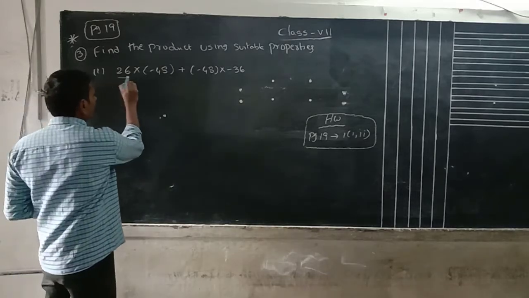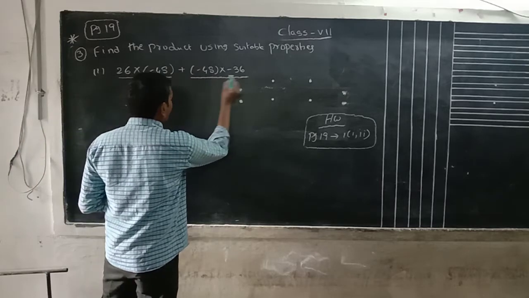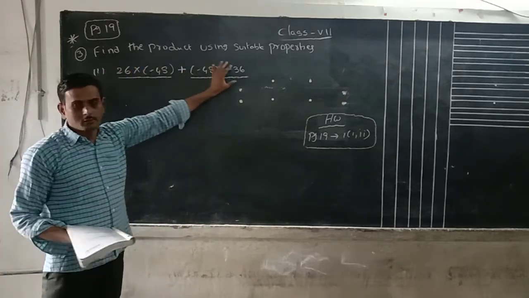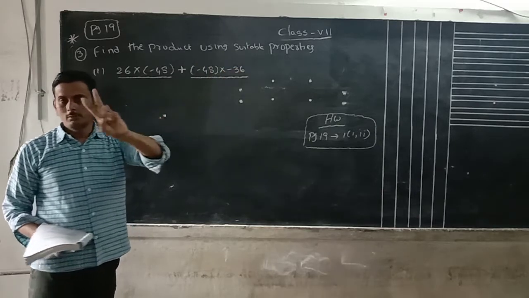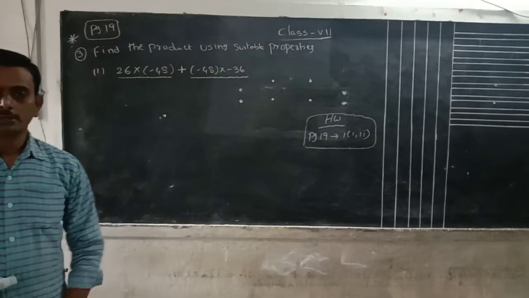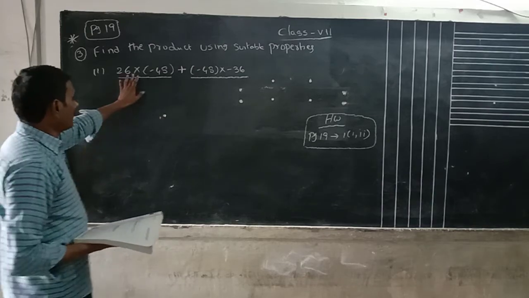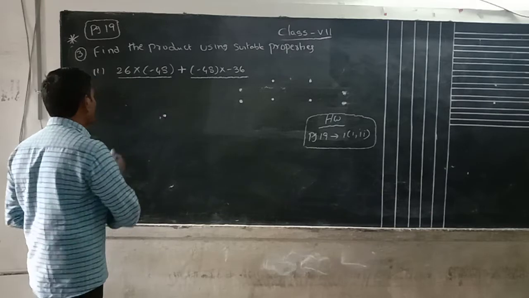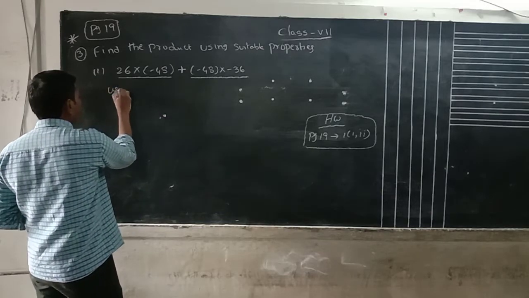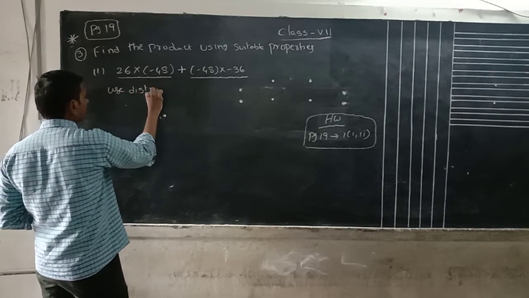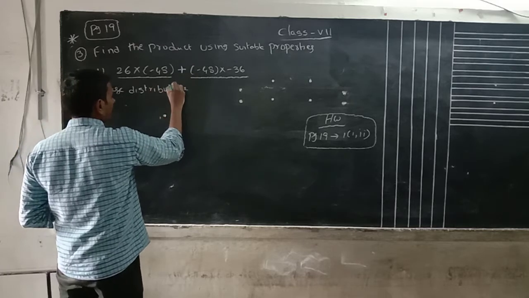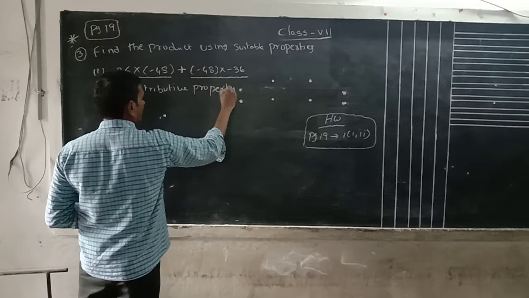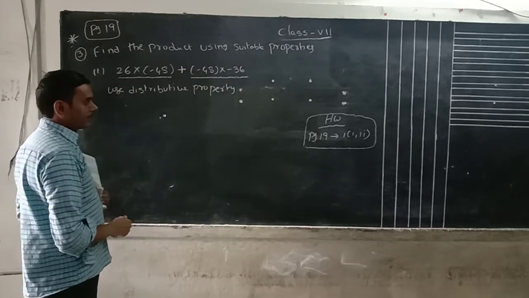Here multiplication is going on, and both terms are being added. That means if you observe the total, we have two operations: one is multiplication, one is addition. Multiplication and addition together means you have to use the distributive property. Use the distributive property.